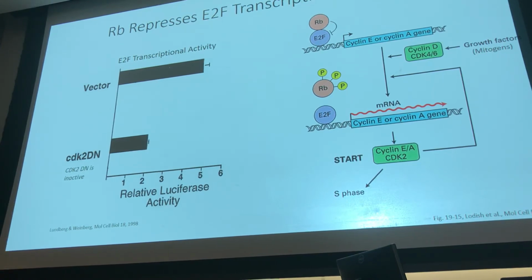And what they see is under normal circumstances, when you don't have this inactive CDK2, you get a nice level of luciferase activity. So that's telling you that this E2F transcription factor is active. However, if you put that dominant negative CDK2 into the cells, remember this is the guy that's not going to be functional, which means that RB will not get phosphorylated, which means that RB stays stuck to E2F, so E2F can't transcribe genes. And so that's why you have this low level of luciferase activity. Okay?